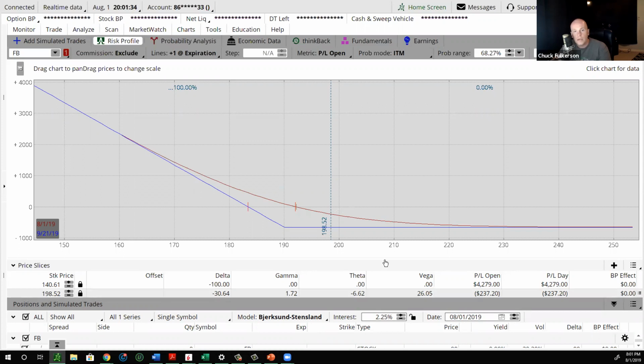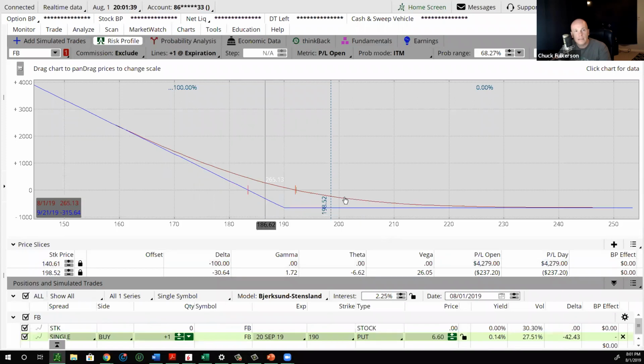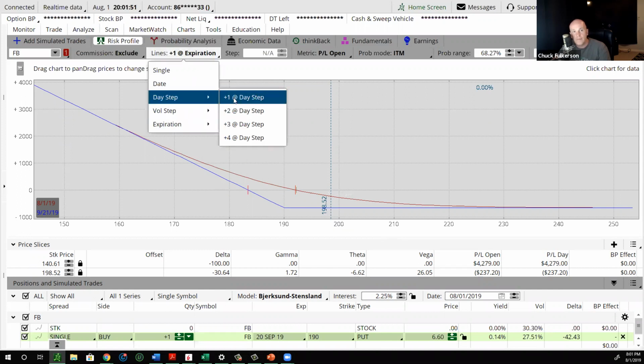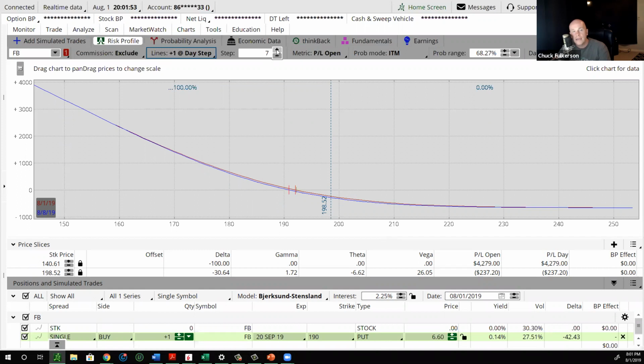So on one contract, now I'm not going to hold this all the way to expiration. That's something to consider. This blue line is the value at expiration. What I need to do is look and see if I'm only going to be in this trade for a few days, what's it look like? Let's do 15 days from now. So 15 days from now, that's holding it for about 3 weeks.